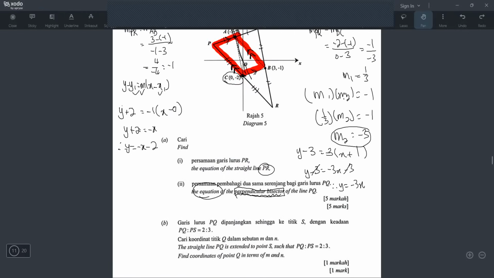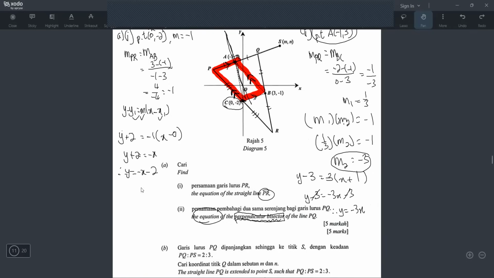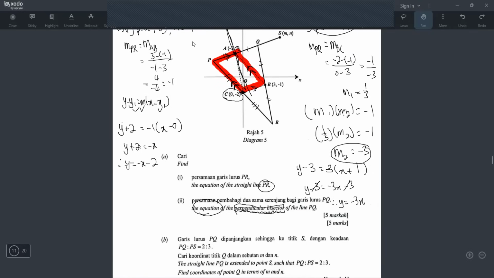Let's continue with B. B says, if the straight line PQ is extended to S, where this is PQ extended to S, such that PQ ratio PS is 2:3. So time to label. If they give you the information, PQ ratio is 2, so PQ here is 2, and then PS is 3. So imagine PQ is 2, it means from here to here is 2. And then PS is 3, so from here to here is 3. It means this one is 1.